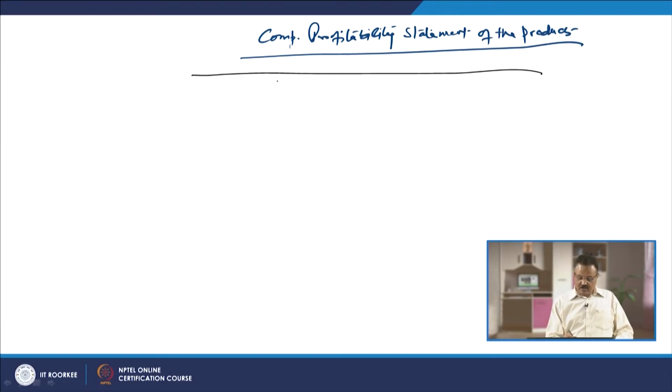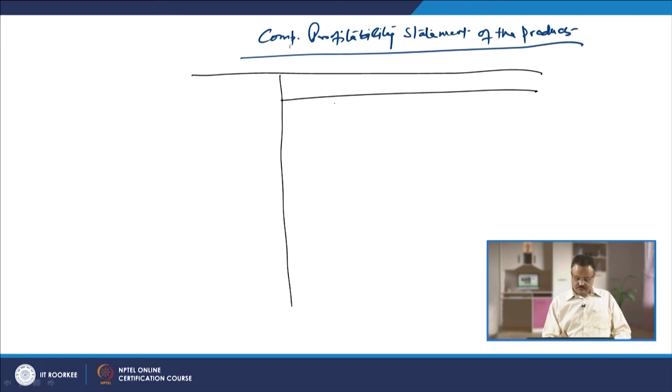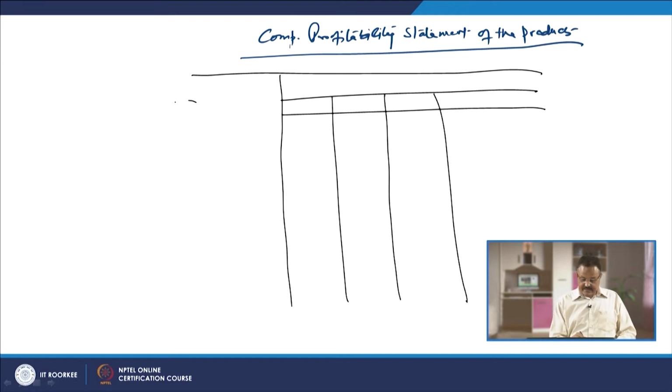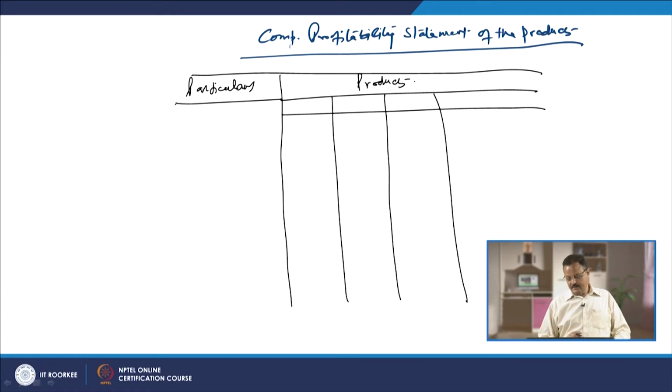And here we have different columns. We have to create a profitability statement for the three products, and here we have to put the products. You can call this a column where you put the particulars, then you put the products here, particulars and products, and then you put the products X, Y and Z.